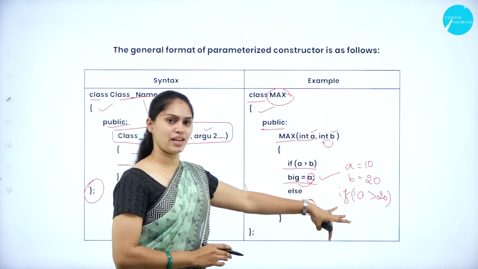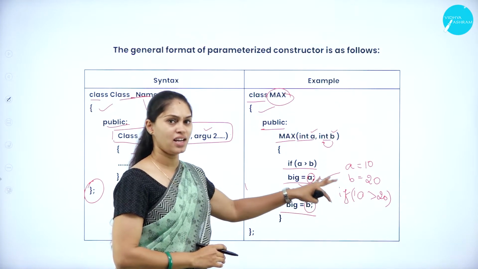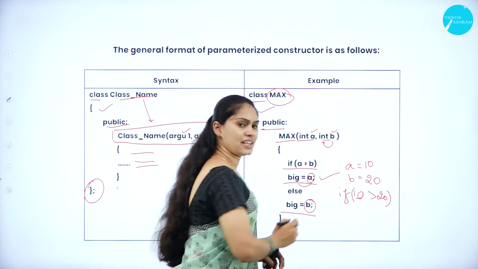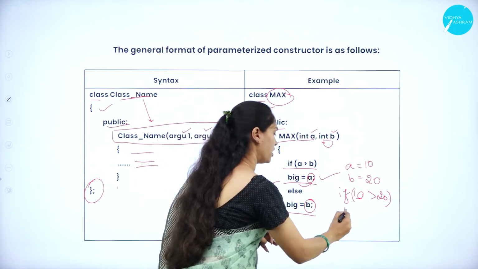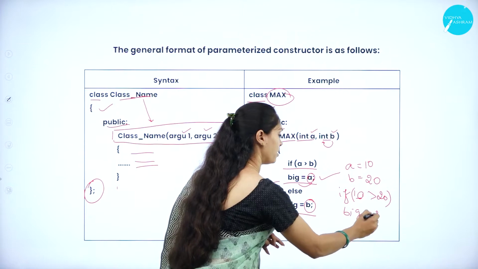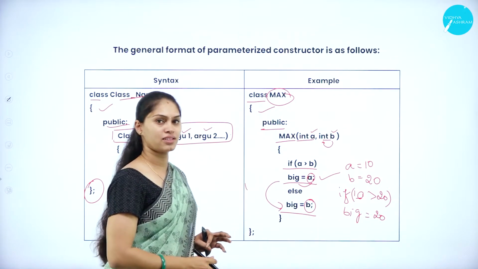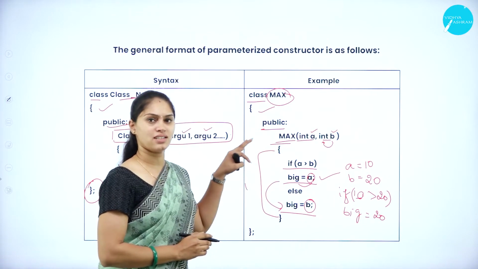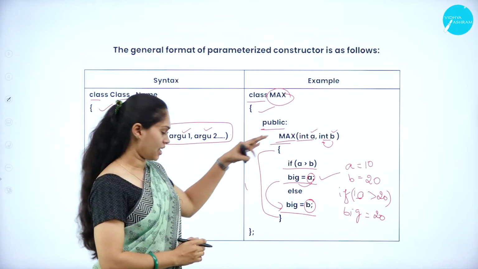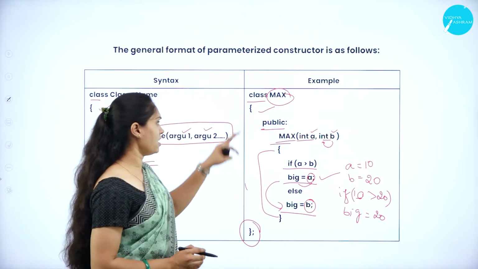So which condition is going to be satisfied here? 10 is not greater than B, so it will come to the else part. Big is equal to B. The value of B will be 20 itself. Getting, students? So I am going to end the scope of this member function, that is a special type of member function, constructor, and I am going to end the scope.